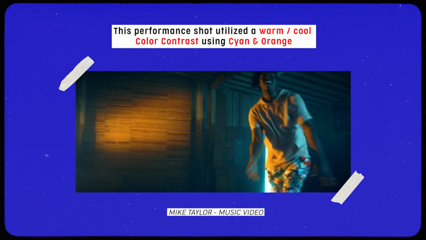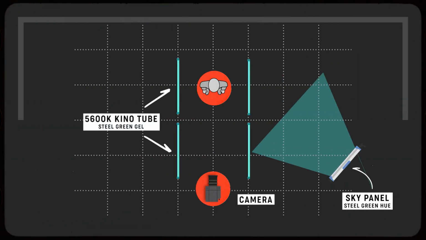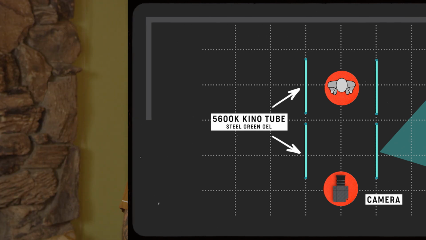An example of color contrast used in music videos. Jake and I did a video for this artist, Mike Taylor, and the song's called Electric Church. And in one of the performance shots, we took Kino tubes, before Asteras, and wrapped them in steel green. And then we also took a source off frame, a Sky Panel, matched its hue and saturation to steel green as well, and that sort of ended up keying him.